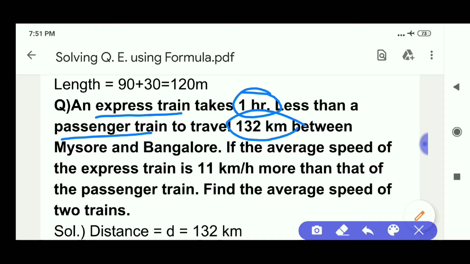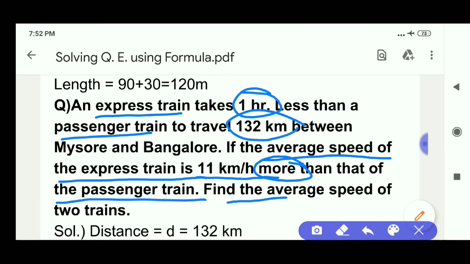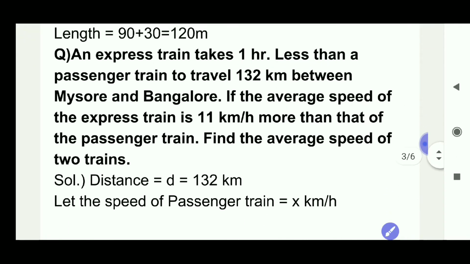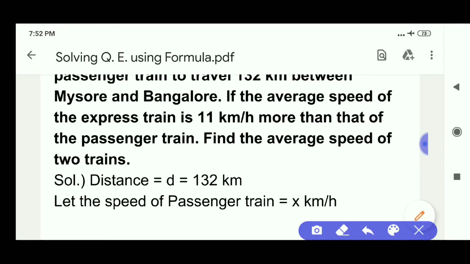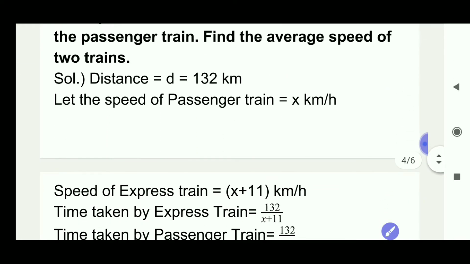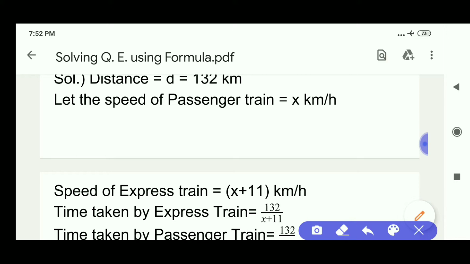Now, what is the next one? The average speed of express train is 11 kmph more than that of passenger train. Find the average speeds of two trains. Okay. The distance is given as 132 kilometers. Let the speed of the passenger train x kmph. Then speed of the express train. It is said that express train is 11 kmph speed more than that of passenger train. So it is x plus 11 kmph.